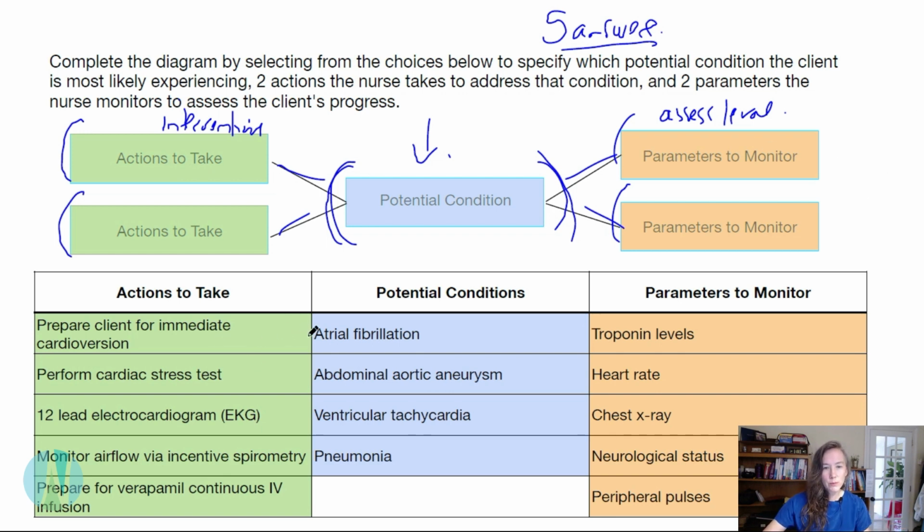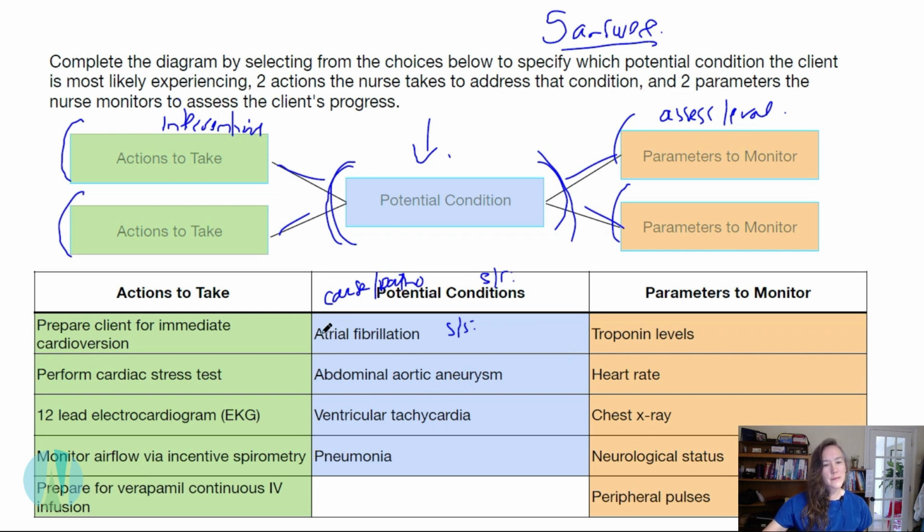So let's go through them one by one. Is it atrial fibrillation? Obviously you have to know what these conditions are. What is AFib? It's when the top of the heart kind of shakes a little bit. It doesn't really pump very well. What would be some of those signs and symptoms of AFib? You have to know what is the cause, the patho, and then the signs and symptoms of that condition in order to be able to choose an answer. So you have to know that content.